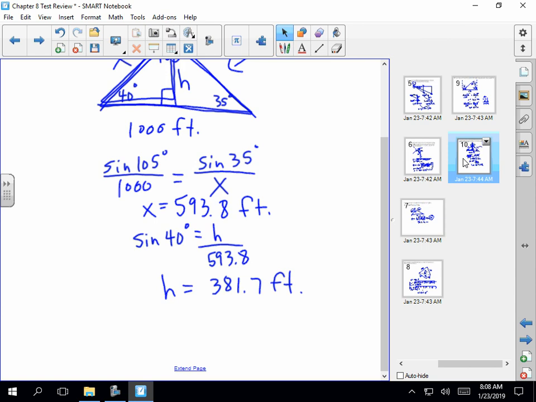All right, so that's the test review. Be sure to study also the ambiguous case. We'll look at the notes for that and the sample problems we've done for that as well when using the law of sines. All right.